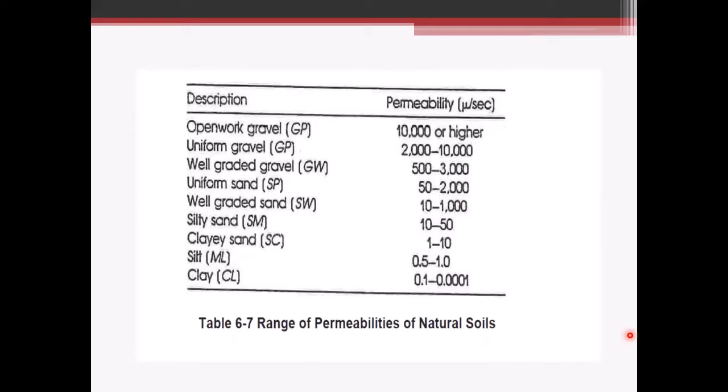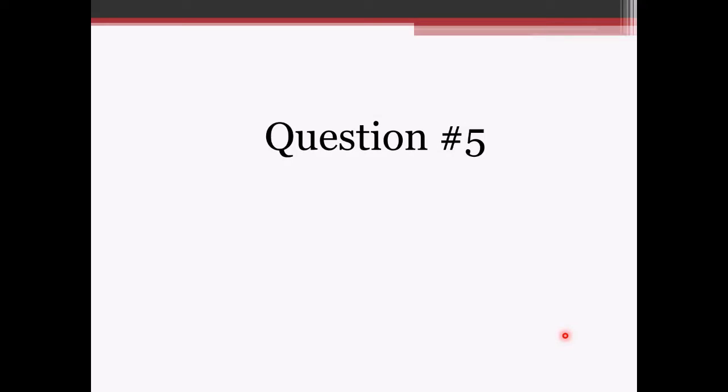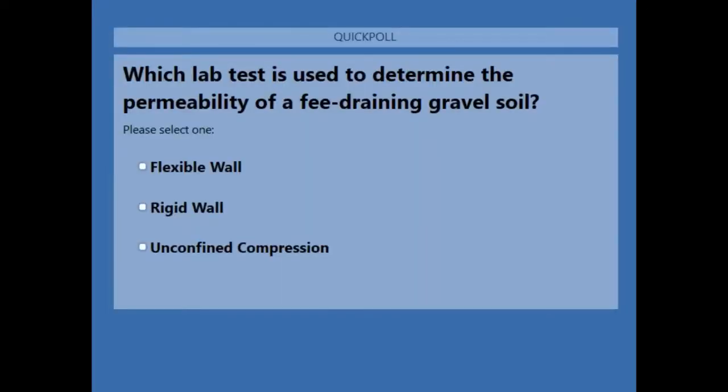And here are some typical permeability ranges of natural soils. This is out of the Geotech Design Manual. So again, once you know your material classification, then you can estimate what the permeability of that soil is going to be. That brings us to question number 5.